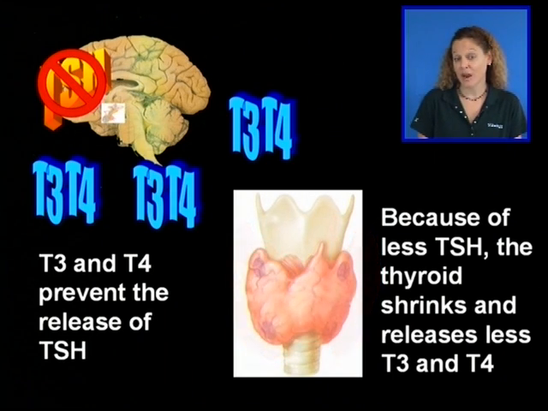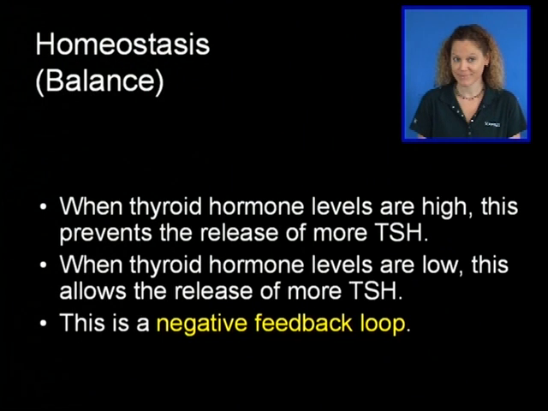Because of less thyroid-stimulating hormone, the thyroid will shrink and release less T3 and T4. When thyroid hormone levels are high, this prevents the release of more thyroid-stimulating hormone. When thyroid hormone levels are low, this allows the release of more thyroid-stimulating hormone, and this is a negative feedback loop.